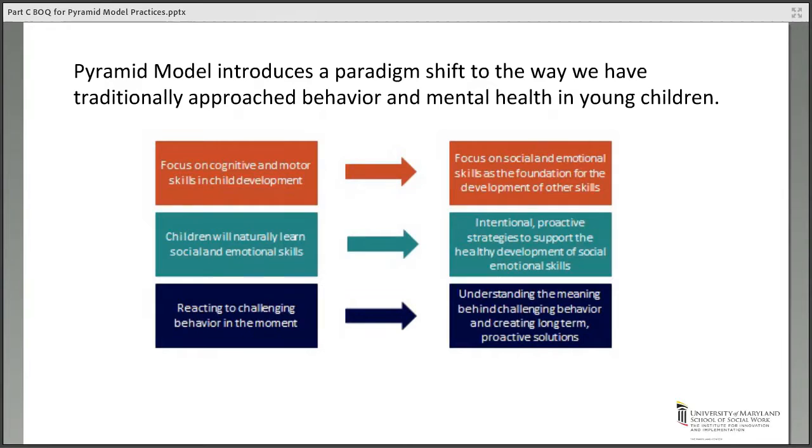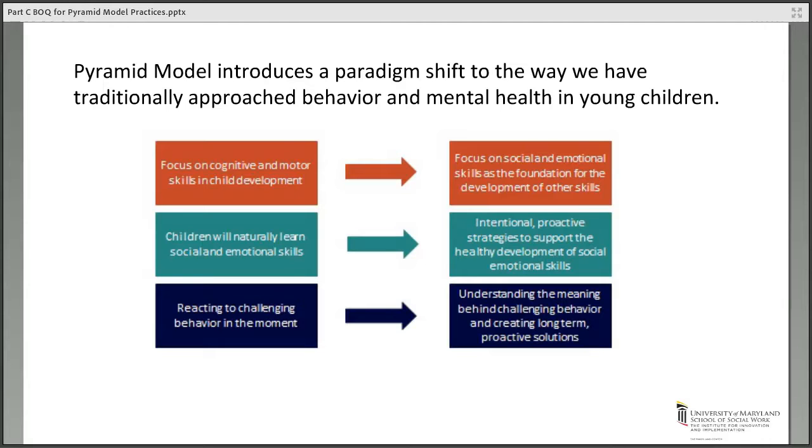What the pyramid model does, which was initially developed for classrooms and since then has been delivered in a much broader range of services and programs where kids and families are in this birth to 5 age period, is not deliver a specific curriculum or a specific intervention set, but offer an overlay, a paradigm shift in the way that we traditionally have approached problematic behavior or mental health in young kids. Before, it was very focused on skills for development. It was very focused on reacting to challenging behaviors once they occur, and not really thinking about mental health for kids if they were quiet or compliant in the classroom or in the home setting.